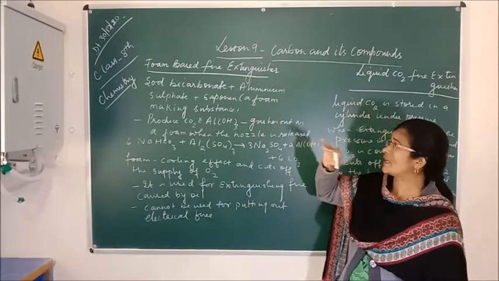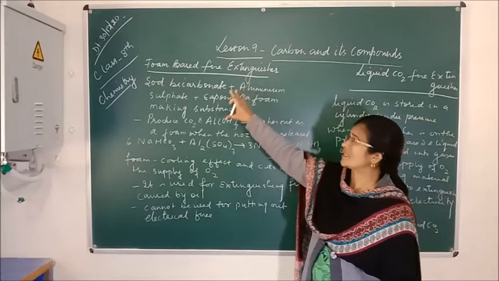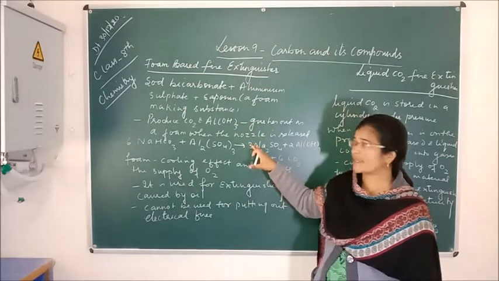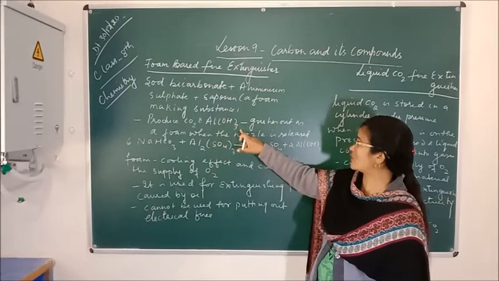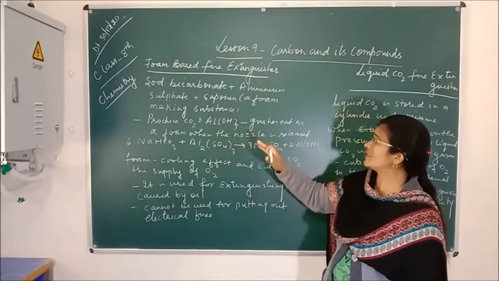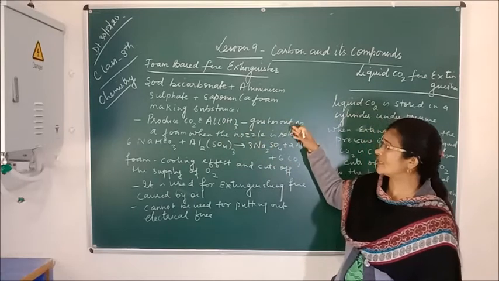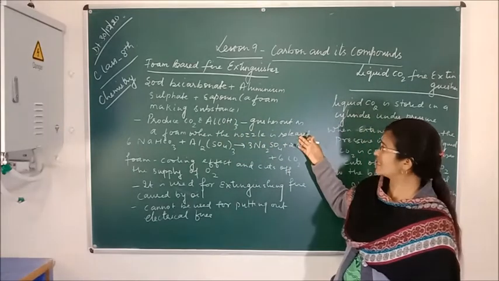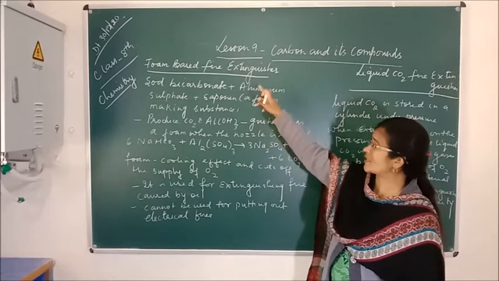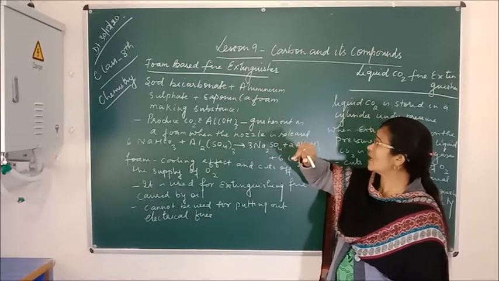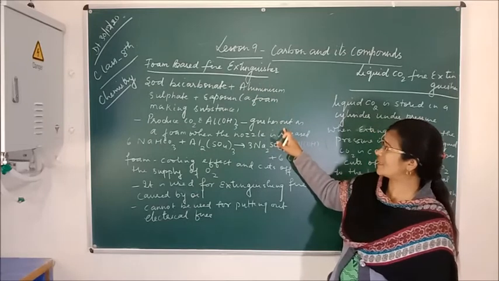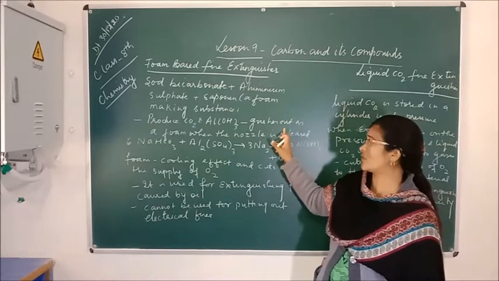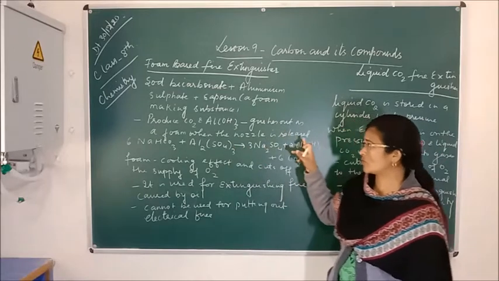So what happens whenever these are mixed together, the reaction takes place and they produce carbon dioxide and aluminum hydroxide. Whenever there is a fire and the nozzle is released, the reaction takes place between all three, and they gush out the carbon dioxide and aluminum hydroxide as a foam when the nozzle is on.